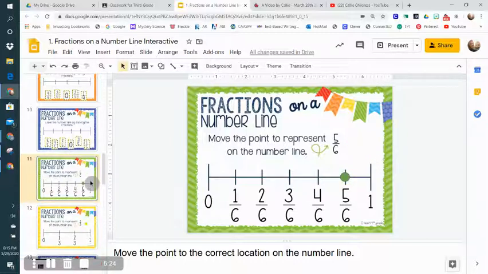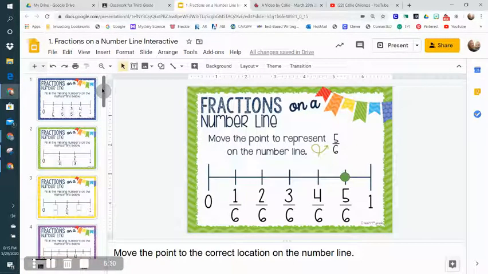All right. So fractions on a number line. That is what we are looking at today, and we will be studying for the remainder of the week. Let me know if you guys have any questions, and I will try to get back to you.